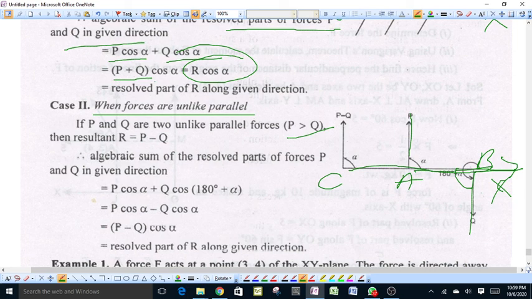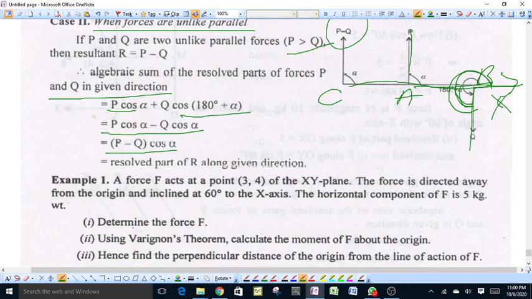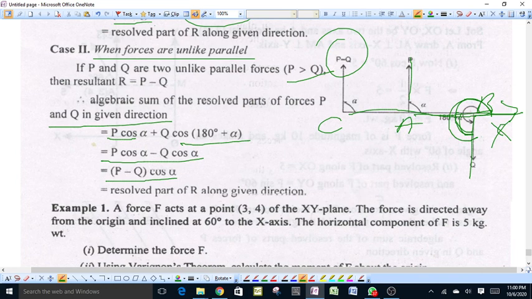Now, the algebraic sum of resolved parts of P and Q in the given direction will be equal to P cos alpha plus Q cos of (180 plus alpha), since Q makes an angle 180 plus alpha. But cos(180 plus alpha) is equal to minus cos alpha. This comes out to be (P minus Q) cos alpha, and P minus Q is the resultant of the forces P and Q, which are unlike parallel forces. Therefore, the algebraic sum of resolved parts of P and Q along a given direction is equal to the resolved part of their resultant along the same direction.